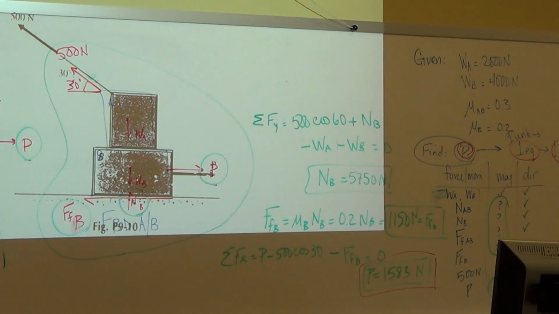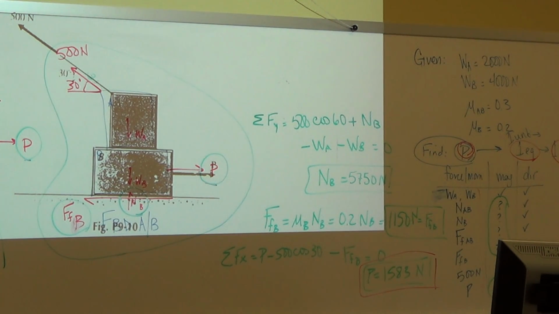So what does the question say? Is the system in equilibrium for P equal to 2500? No. What's happening if P is 2500? It's moving to the right. Both blocks are moving to the right. And then, what's the maximum force P for which the system is in equilibrium? What is the maximum force for it to be in equilibrium?